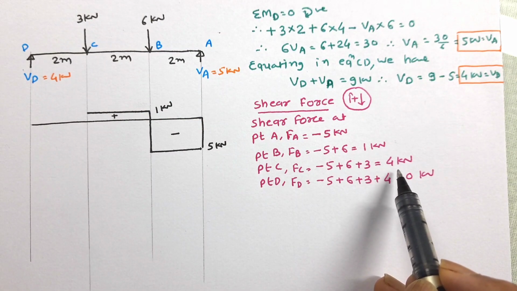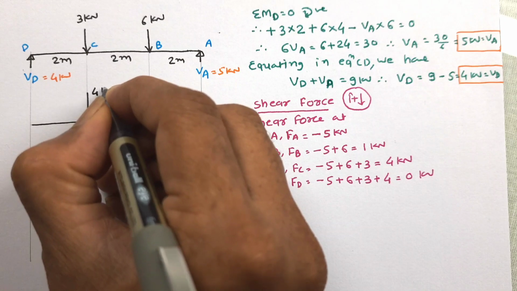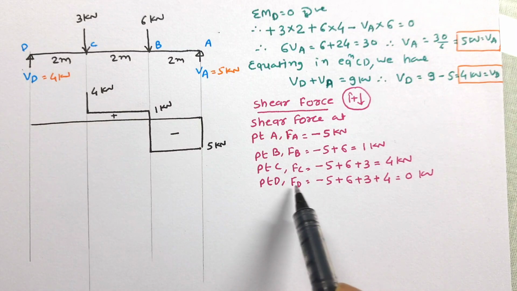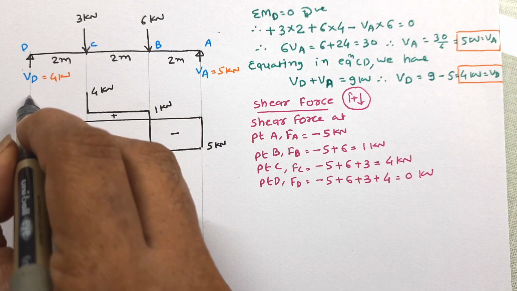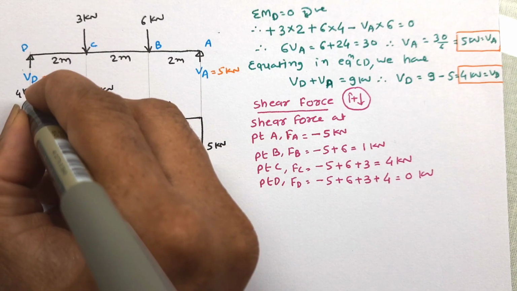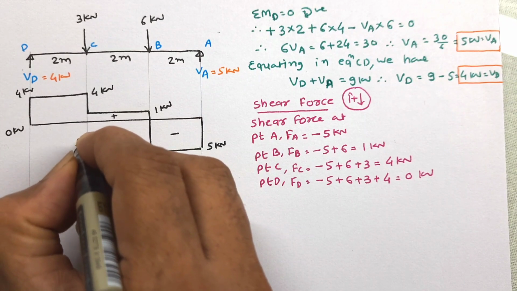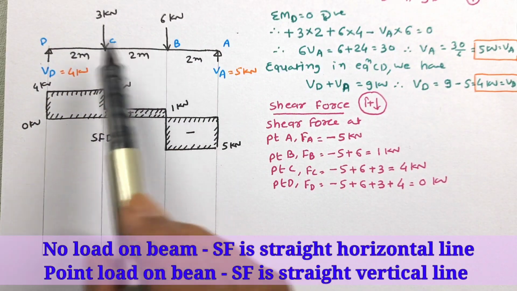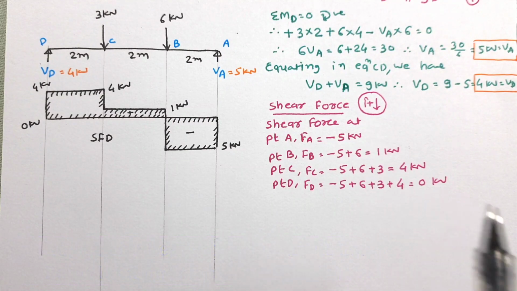At point C, shear force is 4 kN. So it is like this. And finally at point D, it is 0. So in this much portion there is no load. So we'll continue. This is 4 kN and here it will be 0. This is shear force diagram. We can see below all point loads there is a vertical line, and when there is no load, a straight horizontal line.